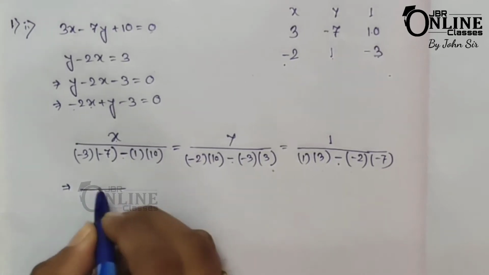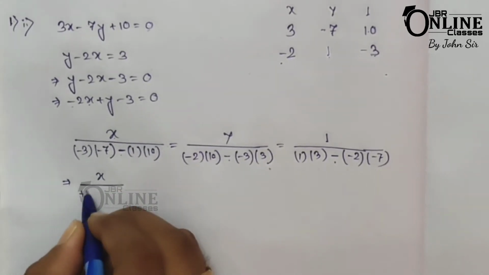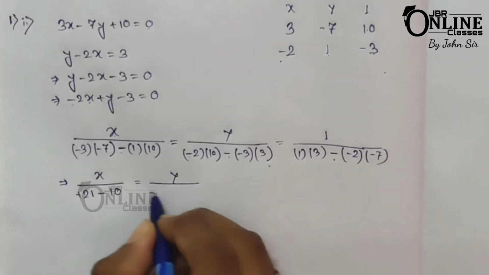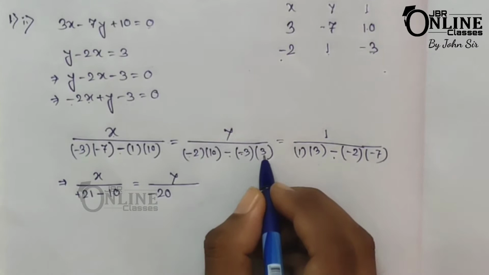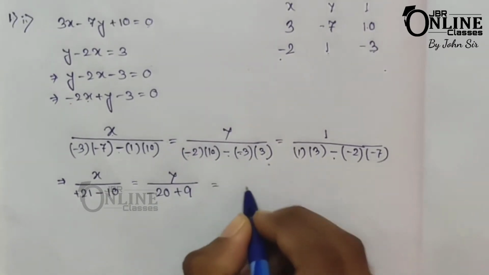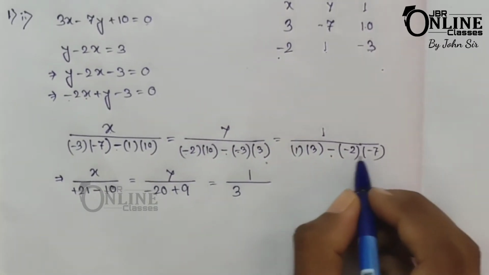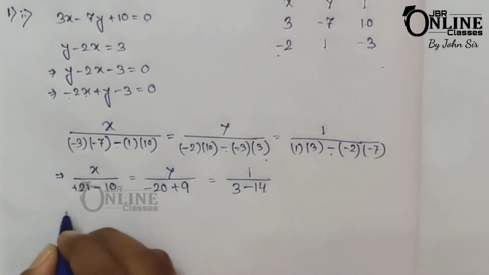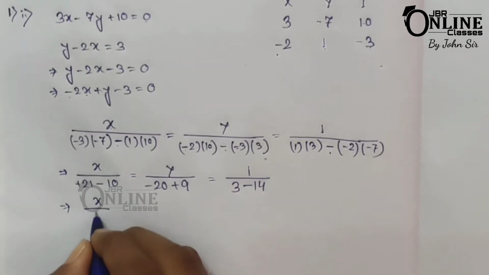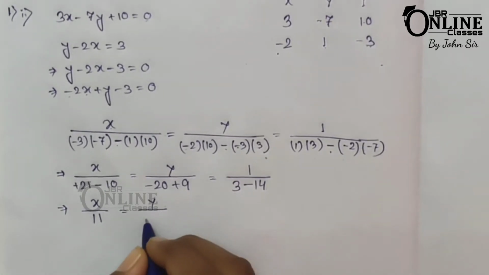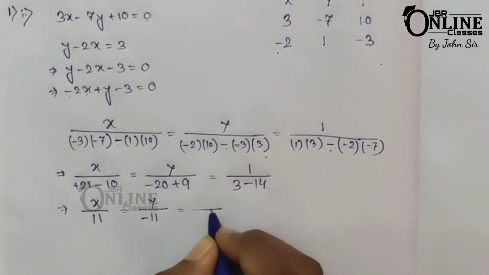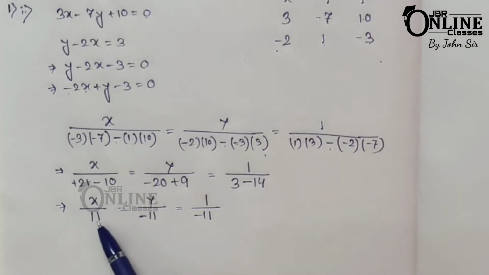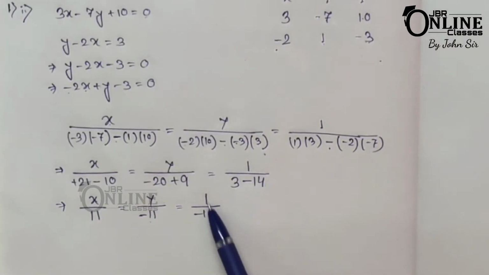So here x by plus 21 minus 10. Next one, minus 2 into 10, so minus 20. Here minus 3 into 3, minus 9, so plus 9. And here 3 into 1, now minus 7 into minus 2, that is 14, so minus 14. So that is equal to x by 11, equal to y by minus 11, equal to 1 by minus 11.